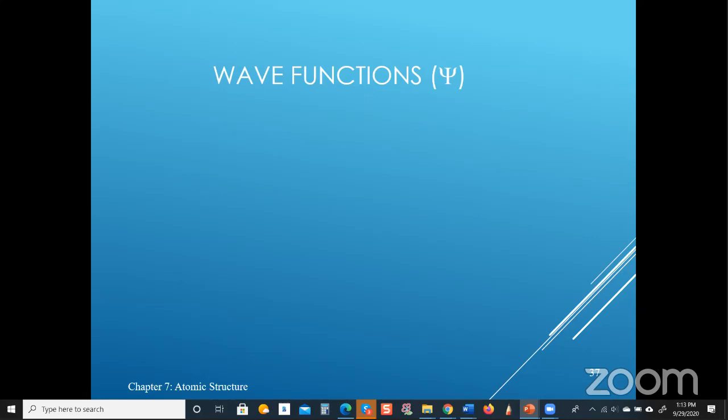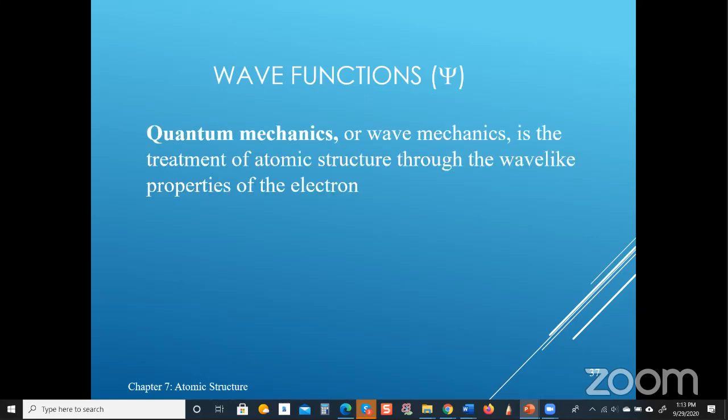Okay, so now we're gonna talk about wave functions, all right? And this comes out of an area which is relatively recent. When I say relatively, this was basically in the early 20th century. I think it was in the 1920s that this particular area of quantum mechanics as a discipline came into being. And basically what is involved in quantum mechanics is that it treats the atomic structure based on the wave-like properties of the electron, all right?